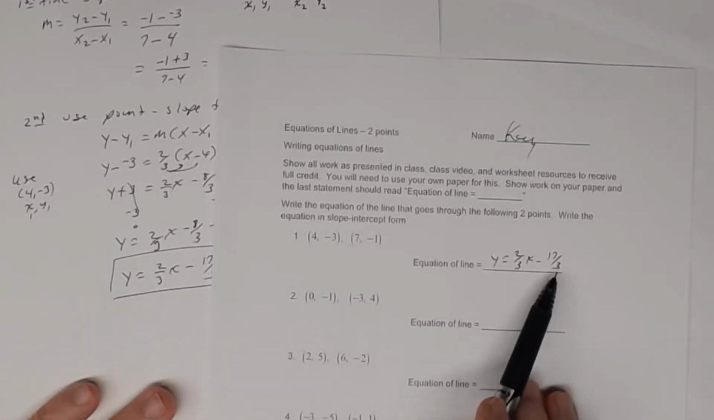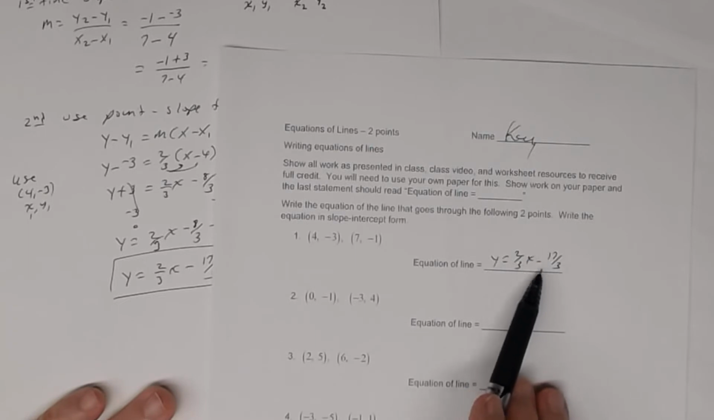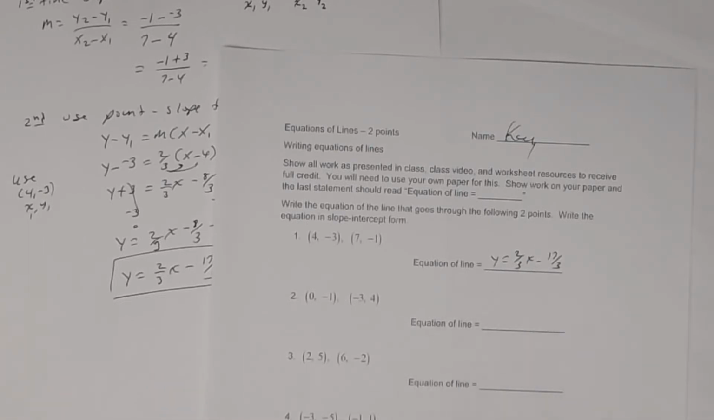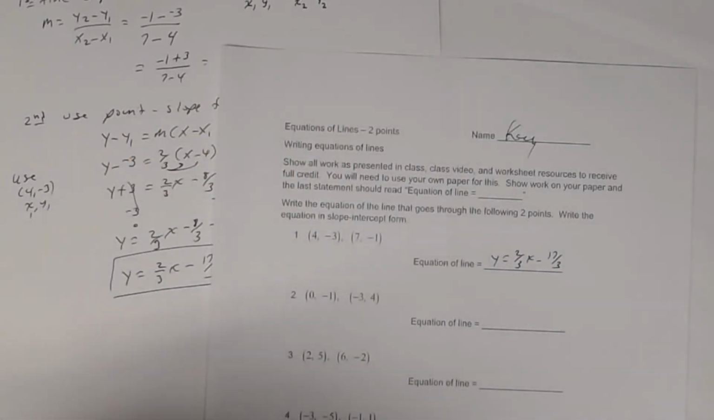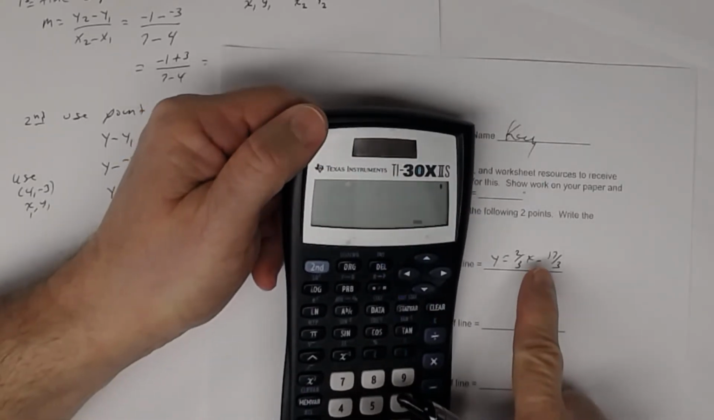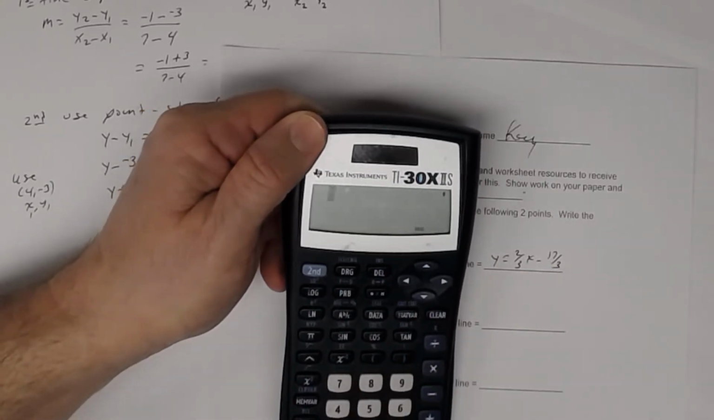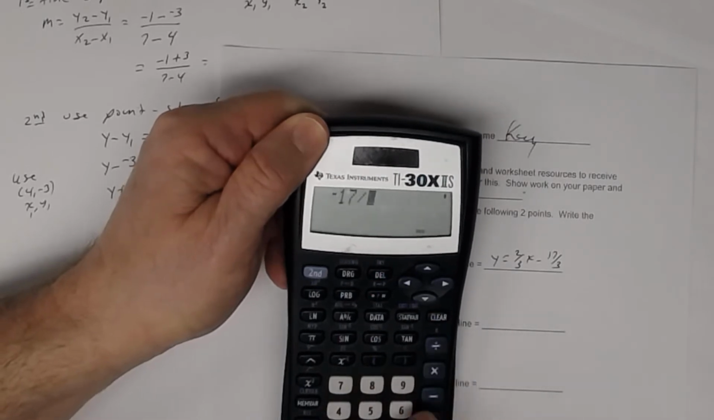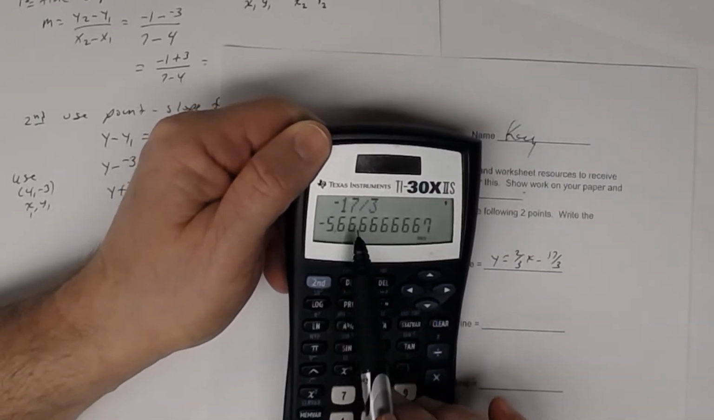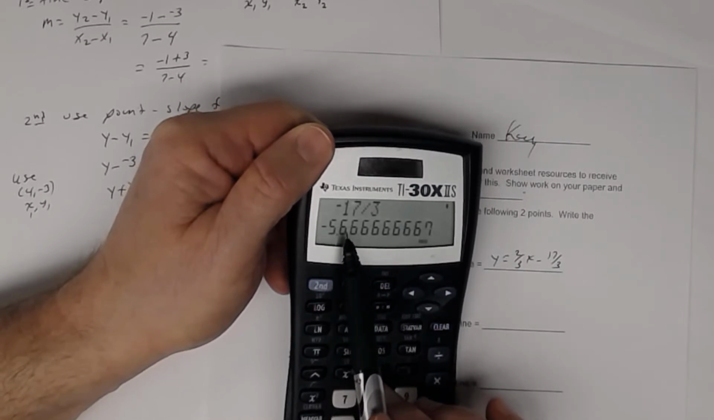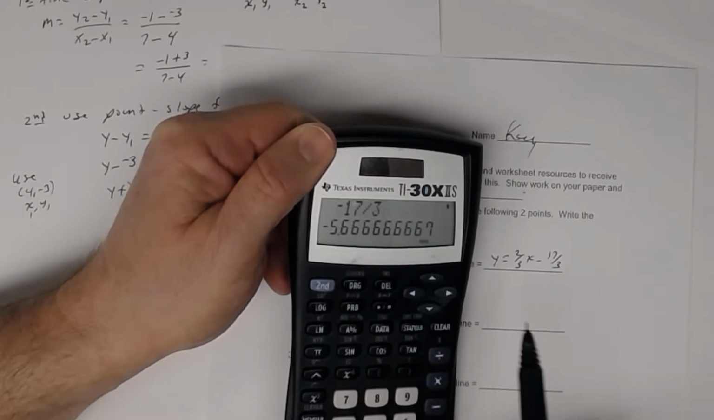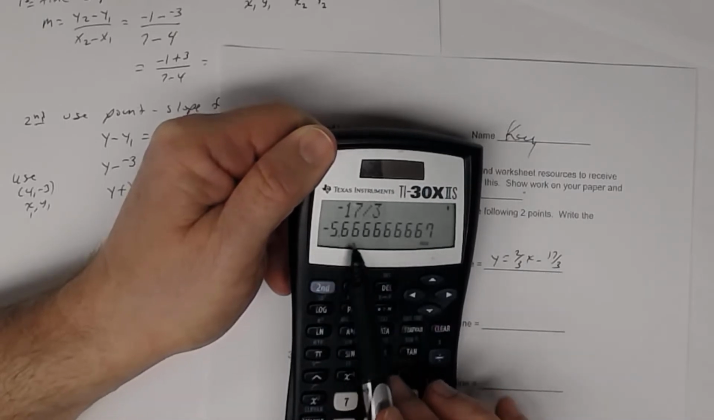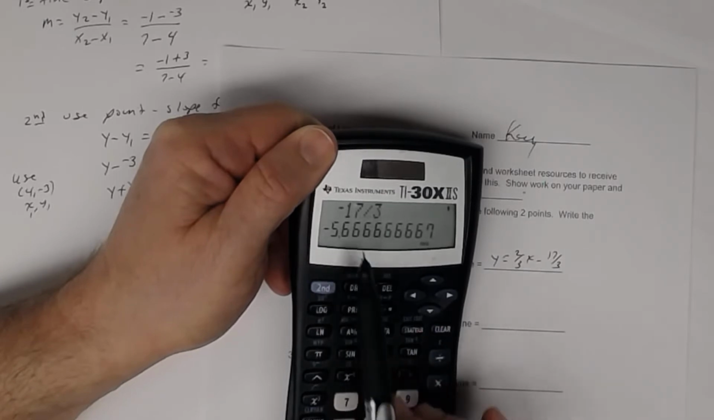All right, now just to remind you, remember what this negative 17/3 represents? That negative 17/3 represents the y-intercept. Remember, slope-intercept, that intercept is the y-intercept. So if I take the calculator right here and I divide negative 17 divided by 3, I get something that's approximately equal to negative 5.7, right? Or this is negative 5 2/3. So that's where the graph's going to cross the y-axis at negative 5 2/3.